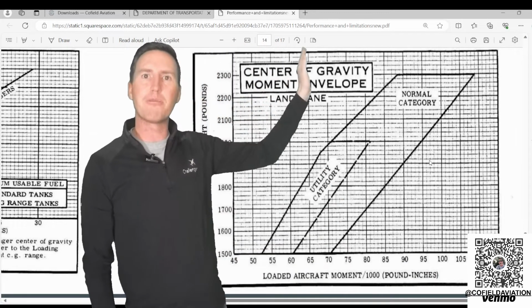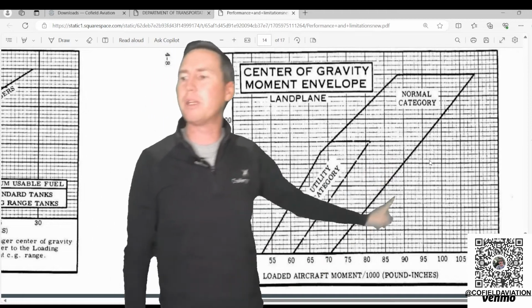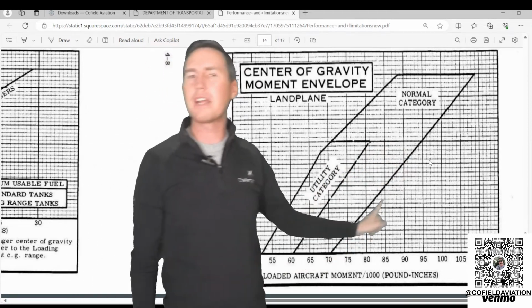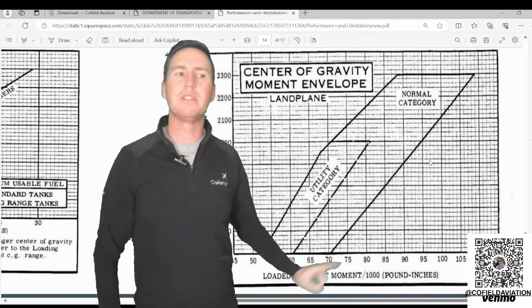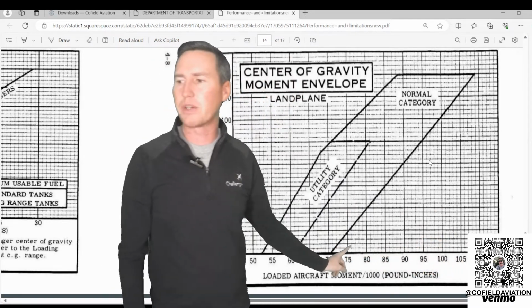So we don't care where the center of pressure or the center of lift is. We do care where the center of gravity is. And if we keep it in this envelope, we're guaranteed to have aircraft stability. We're guaranteed to have that center of gravity forward of the center of lift, okay?